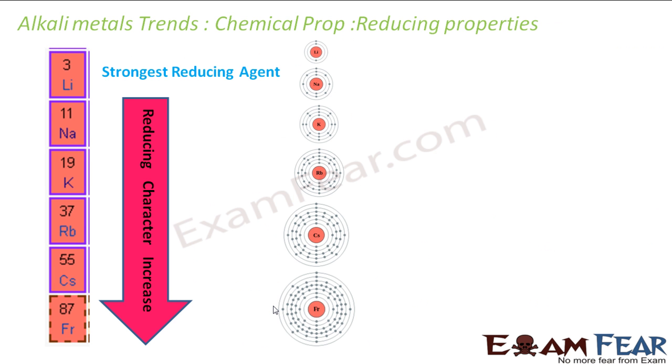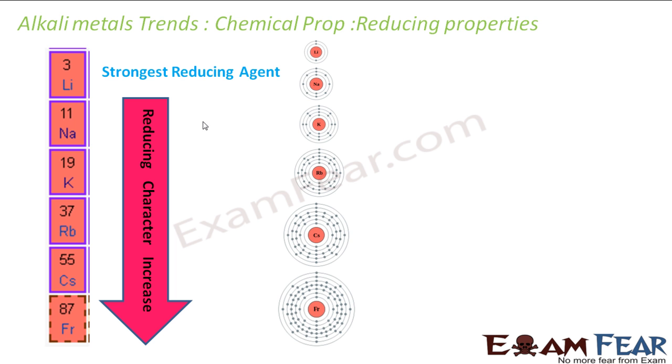Let's talk about the reducing property of the alkali metals. Here there is an exception actually. Till now I have been telling you that the moment you go down the group, the tendency to lose electrons increases, because size is increasing. But I am also telling you that lithium is the strongest reducing agent. So what is conflicting here? In fact, both are correct. So let me show you.